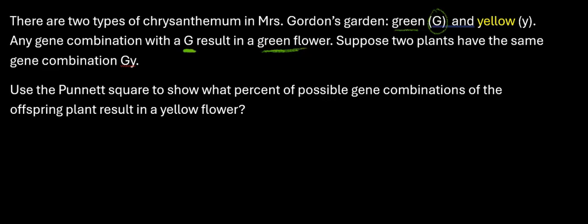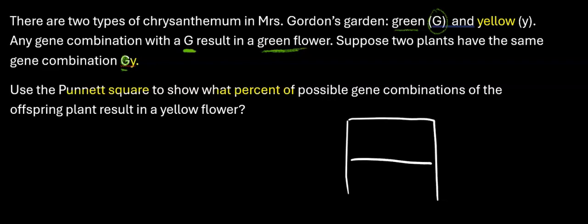Suppose two plants have the same gene combination. This is green and this one is yellow, so we call it uppercase G, lowercase y. We're going to use a Punnett square to show what percent of possible gene combinations of the offspring plant will result in yellow flowers. Think about the previous lessons, where you learned how to multiply polynomials by using a table method. This is just like your table method.